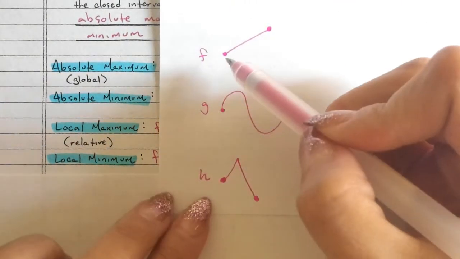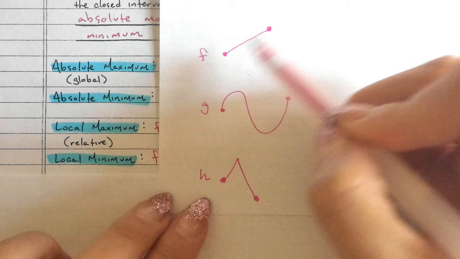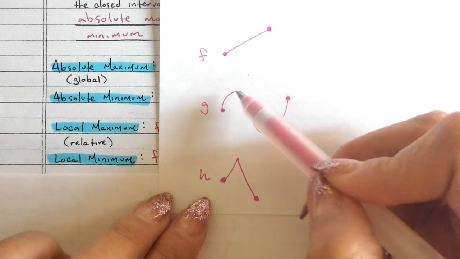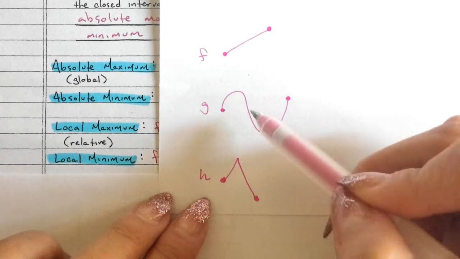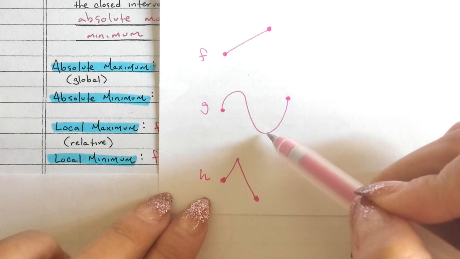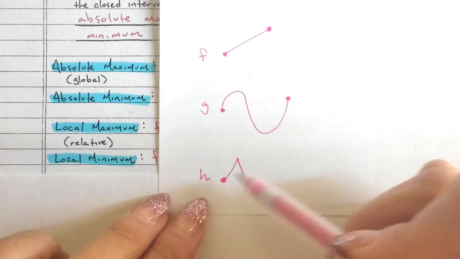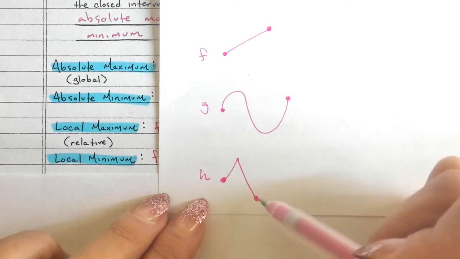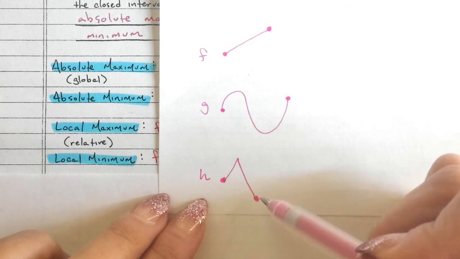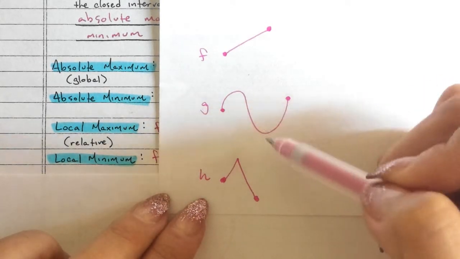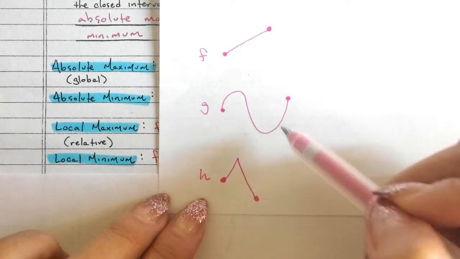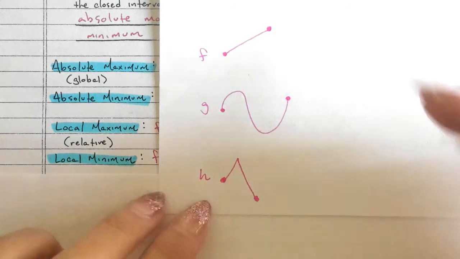So for example, this has an absolute max and an absolute min. It has no locals. This has an absolute max and an absolute min. It also has a local max at the same place as the absolute max, and a local min at the same place as the absolute min. This one has an absolute max and an absolute min. This one has a local max, but there's no local min because the local min has to go down and then back up. This is the only one that goes down and back up, but both of these go up and down, up and down. So these are local maxes. This one is the only local min. All right, so that's the difference.